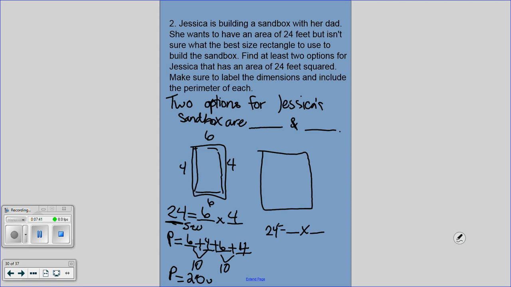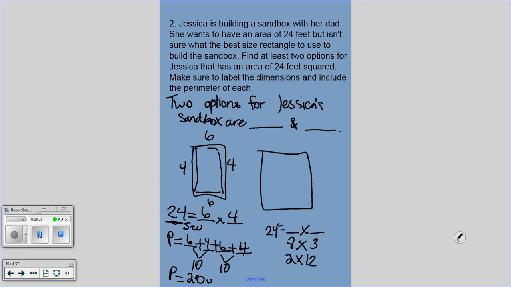What else could it be? Susie? We have 8 times 3, which is a great option. What else could we have? Two times 12. What else could we do?